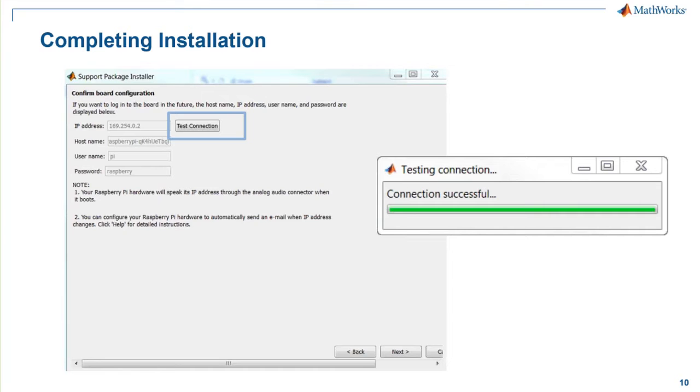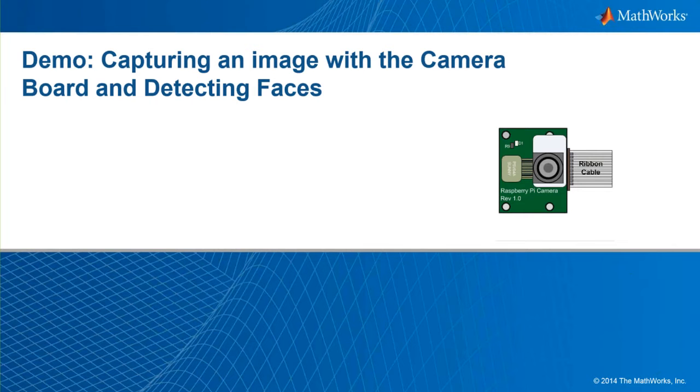At this point, we are ready to start our first demo using the Raspberry Pi camera board together with MATLAB. In this demo, we will use the camera board accessory for the Raspberry Pi. We will demonstrate how to capture images, and we will use MATLAB to search for faces in the images that we capture.